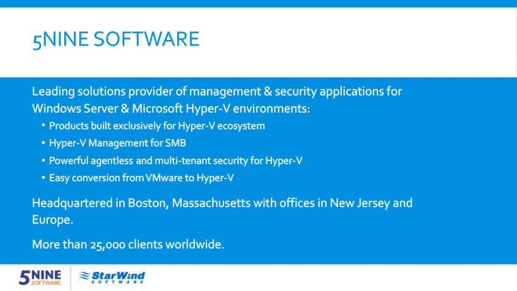We offer Hyper-V management for small and medium business, powerful agentless and multi-tenant security for Hyper-V with our Five9 Cloud Security product line, and we also have a great solution that offers VMware to Hyper-V conversion for those users who are ready to switch to a new platform. We're headquartered in Boston, Massachusetts, with offices in New Jersey and Europe. Overall, we have quite a few customers worldwide. At this point, we have around 25,000 clients.